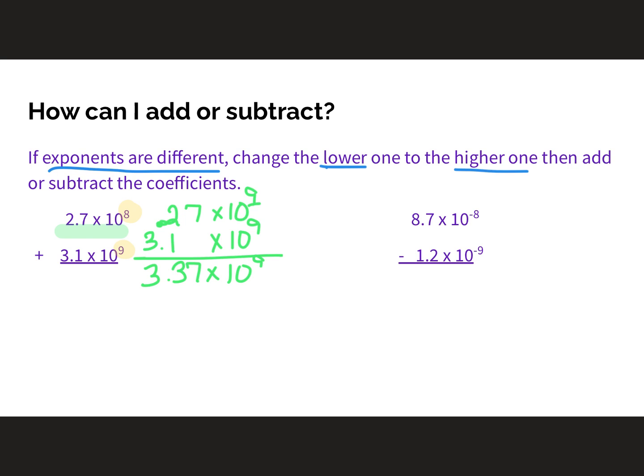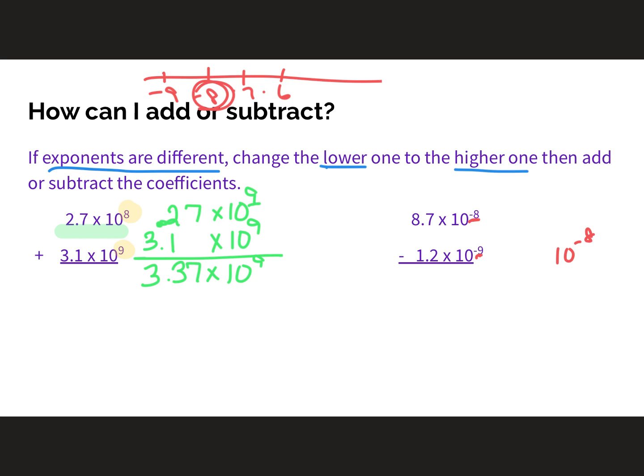Okay, let's try it over here. I have 10 to the negative 8th and 10 to the negative 9th. Well, 10 to the negative 8th is actually bigger. Because remember, negative 9 is further left on my number line than negative 8. Negative 7, negative 6. So negative 8 is the bigger number. So I'm going to change this one to negative 8. So this can become 10 to the negative 8th power.